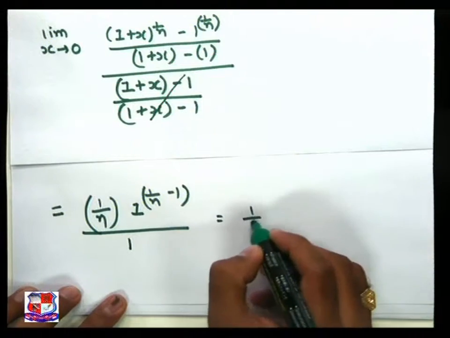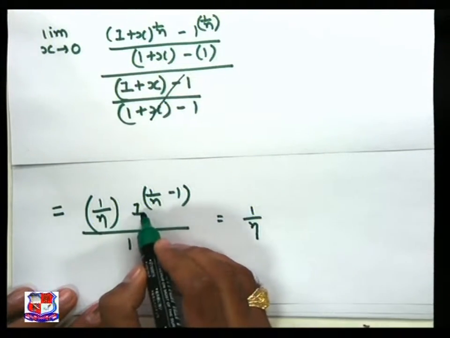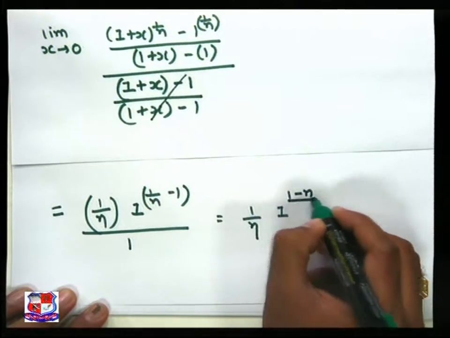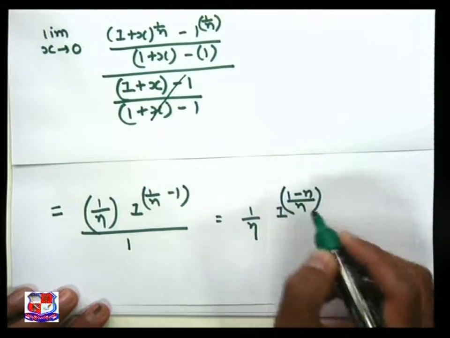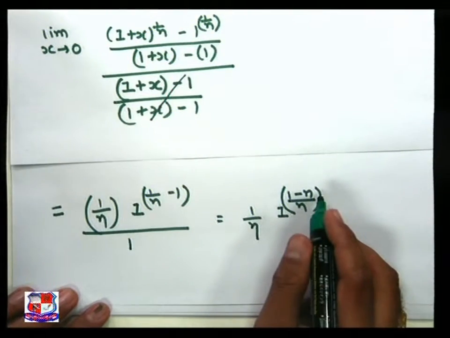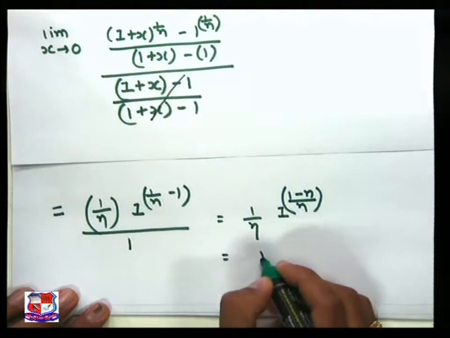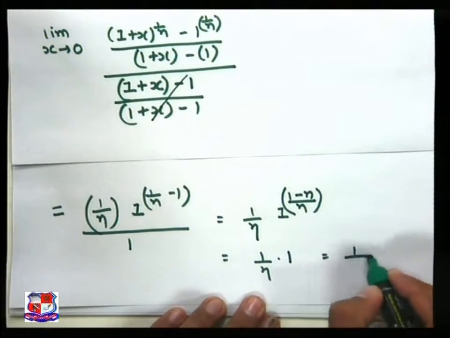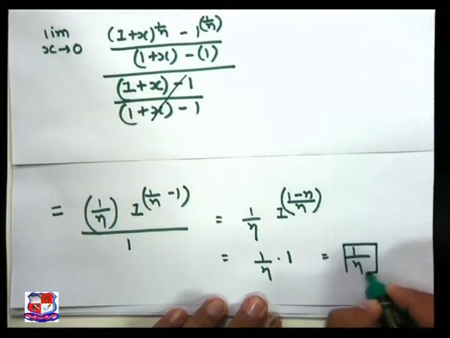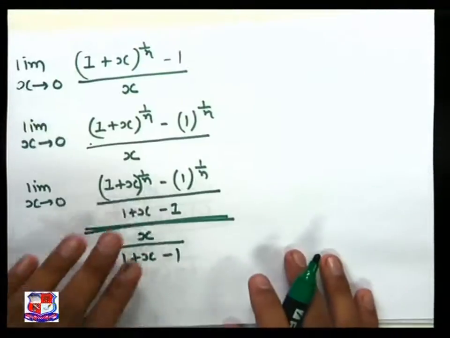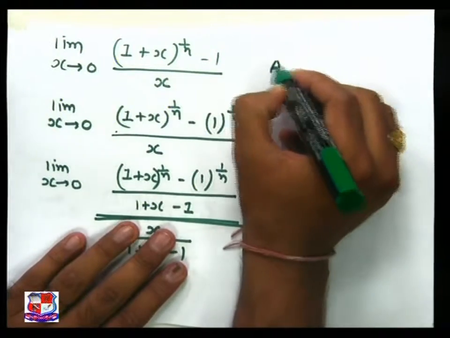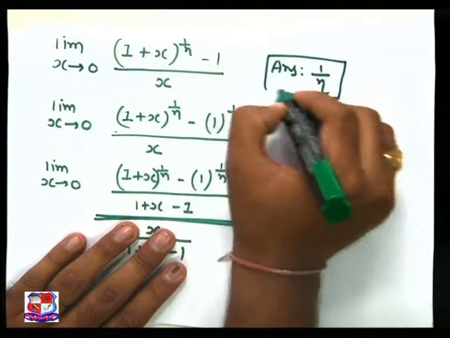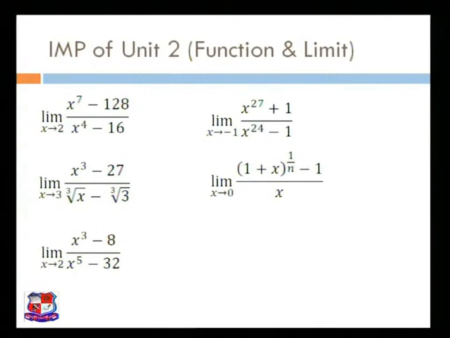Here 1 upon n as it is, here 1 raised to 1 minus n raised to n. So 1 raised to any power we can write as only 1, and finally we get our answer, that is 1 upon n. So we write our answer: 1 upon n. Now we move to our next question.